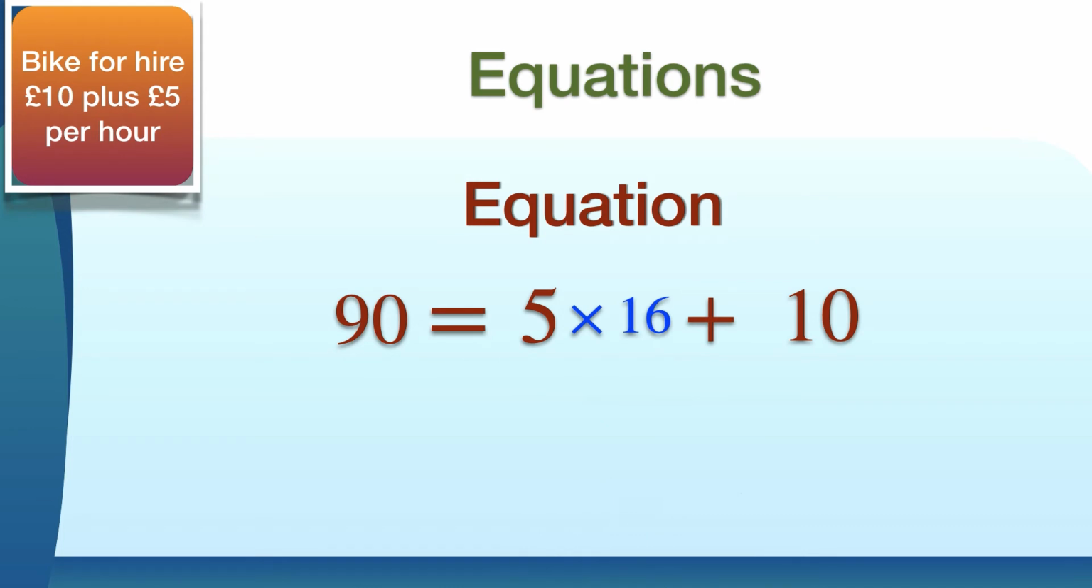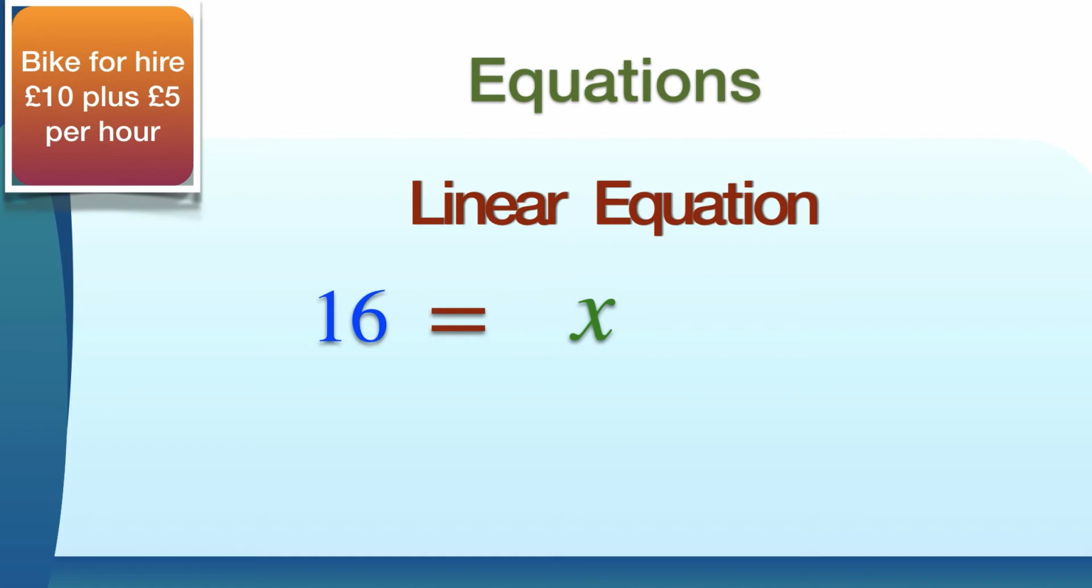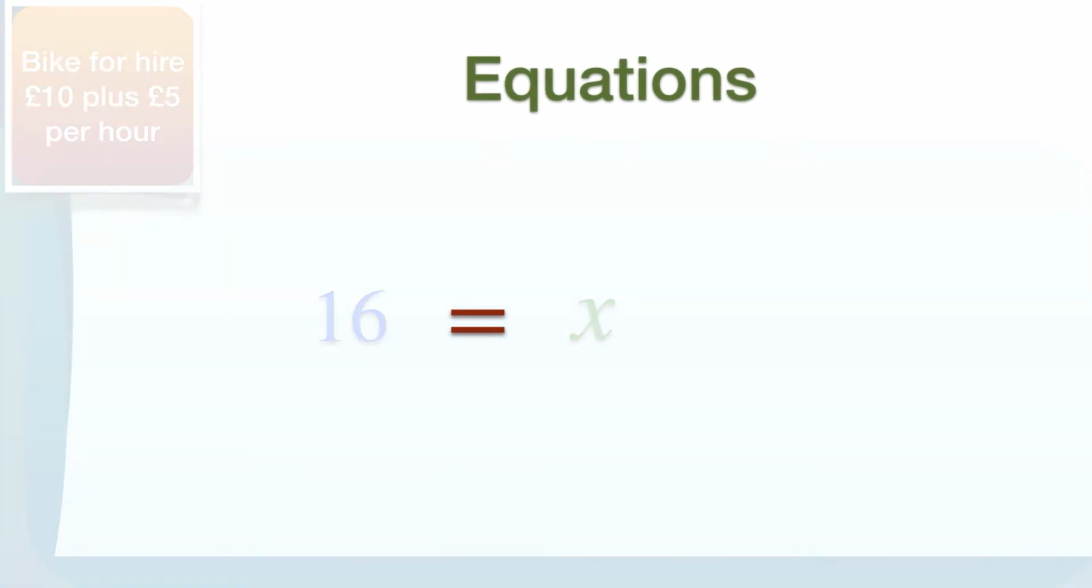It means that we can only hire the bike for 16 hours with that amount of money, and no other values are possible for x, given that we want to spend all our money on hiring the bike. Hence, there are no other values that satisfy this equation other than 16. This particular equation is known as a linear equation, and they only have one answer.